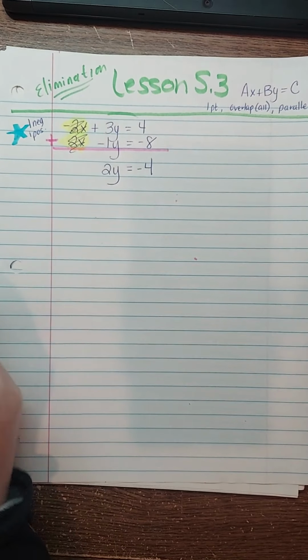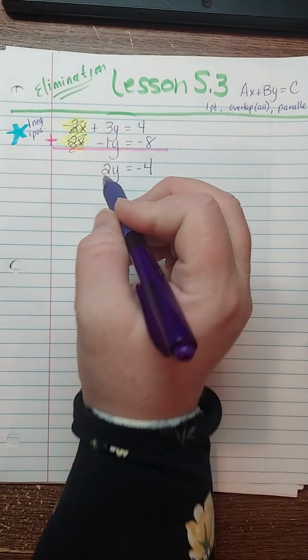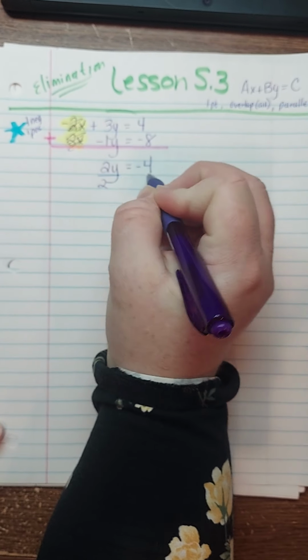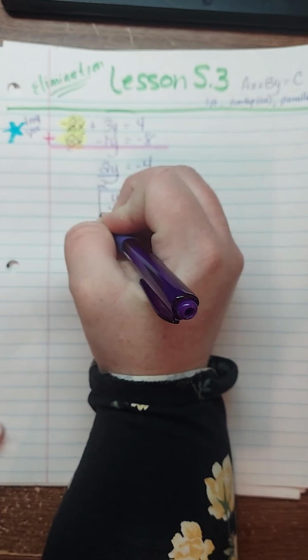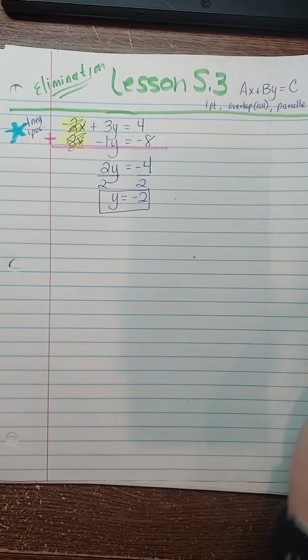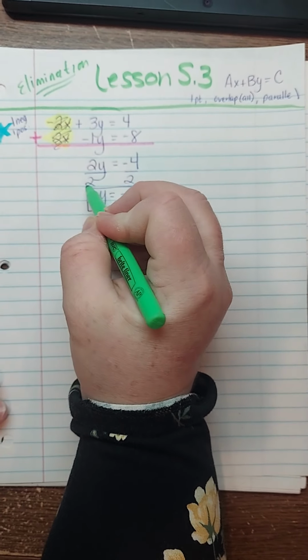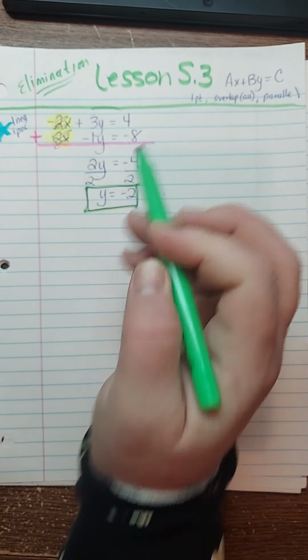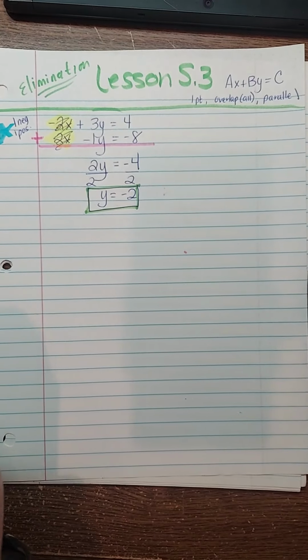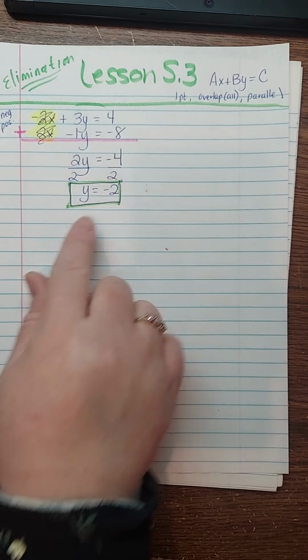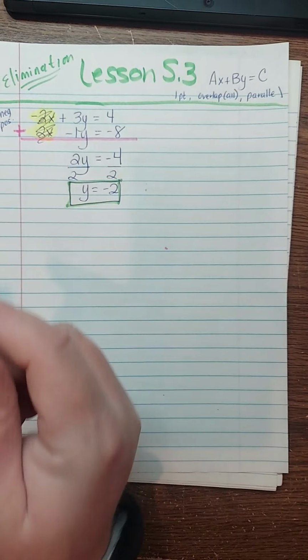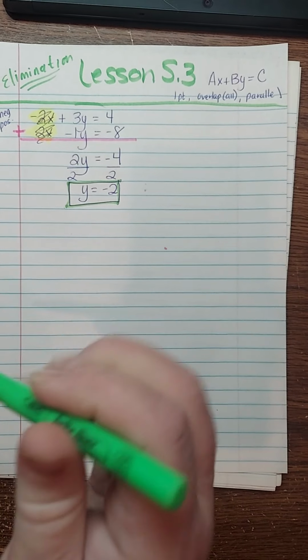Now, how do I solve? You've got this. Solve for y. Divide by 2. And y is negative 2. Box it in. Now, here's the only part about elimination. Remember when we got done, we're not done yet. We have the y value. We just don't have the x value.